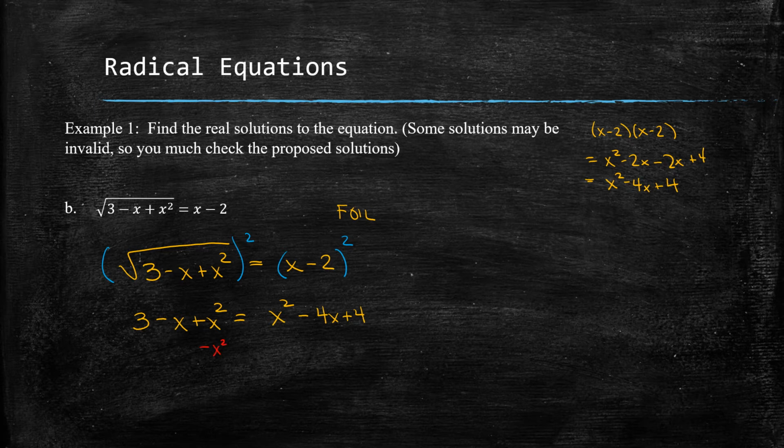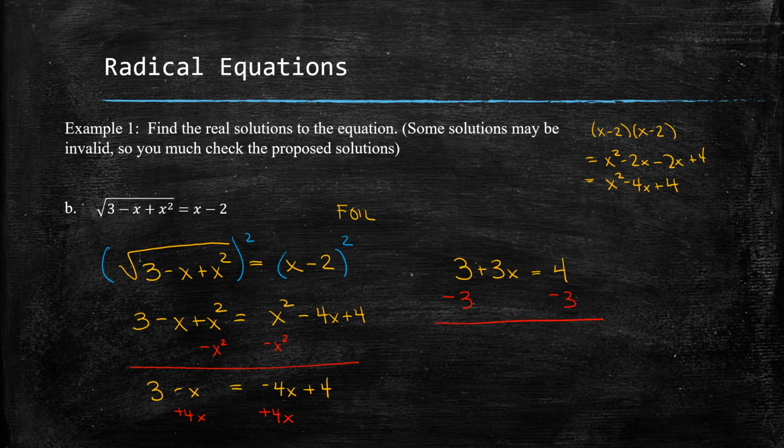Okay, next we can subtract x squared from both sides. So those will cancel. We're left with 3 minus x is equal to negative 4x plus 4. Let's add 4x to both sides. We then have 3 plus 3x is equal to 4. Subtract 3 from both sides. 3x is equal to 1. Divide both sides by 3, so we'll come up with x is equal to 1/3. But remember, this is simply our proposed solution, and we now need to check that.